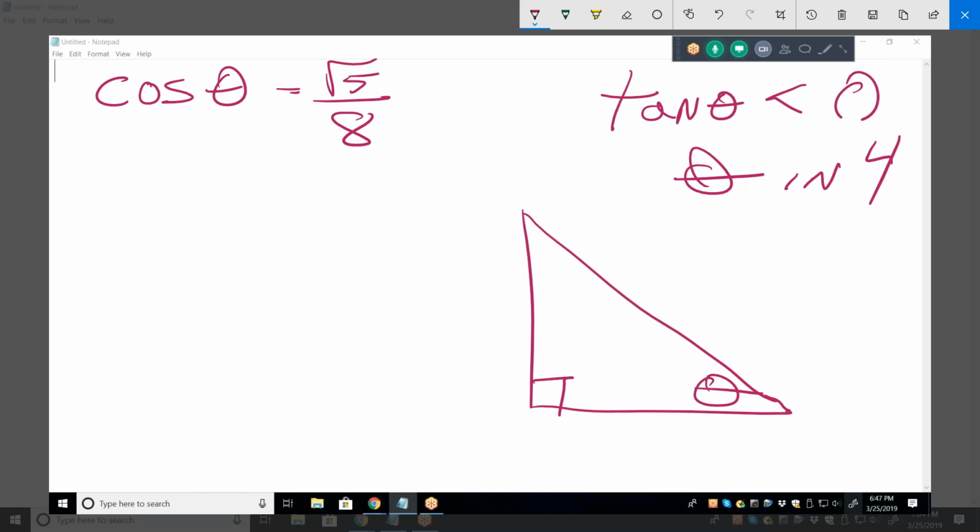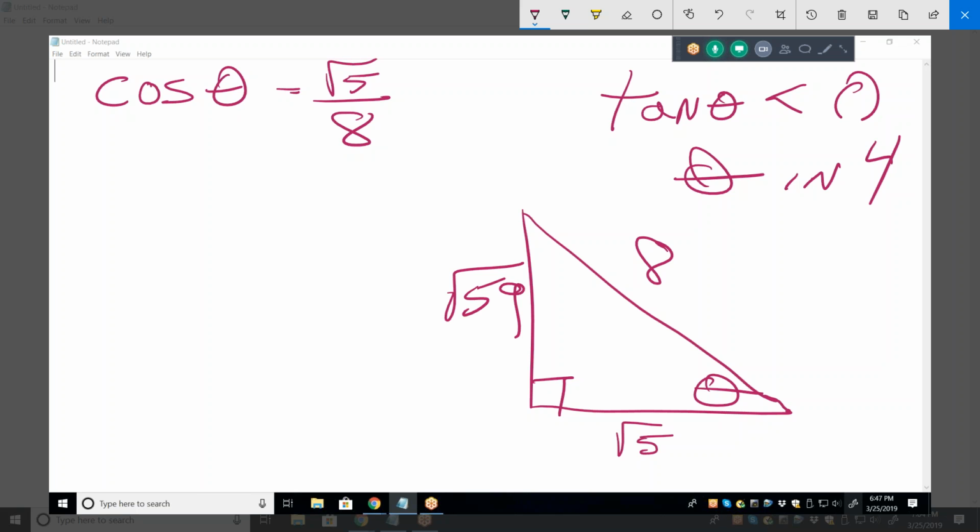So the bottom part's going to be root 5. These trig functions, you need to get instantaneous where you know which two sides it's talking about. So the bottom part's going to be root 5, and the hypotenuse is going to be 8. This other side? Root 59. Good. Now you can do everything else, I think.